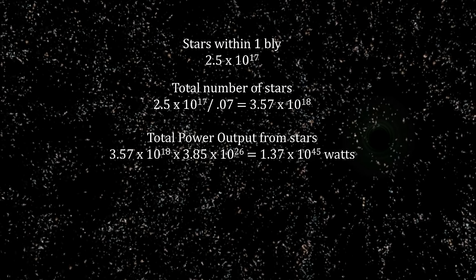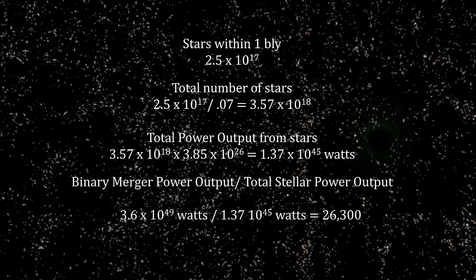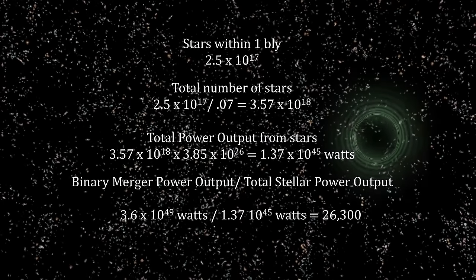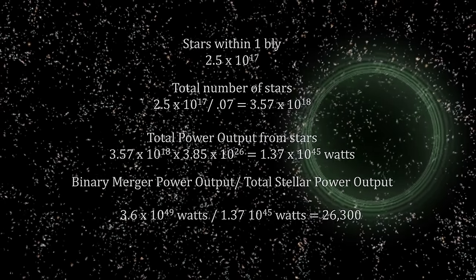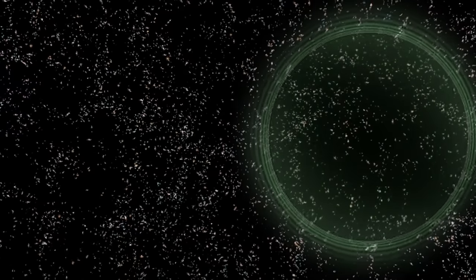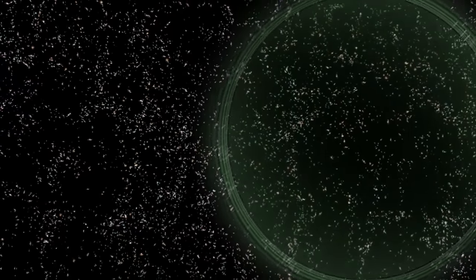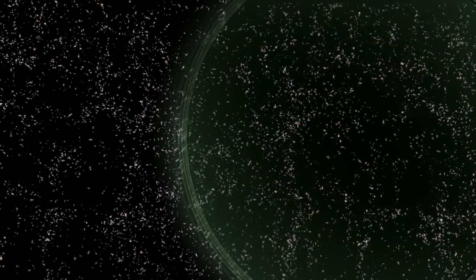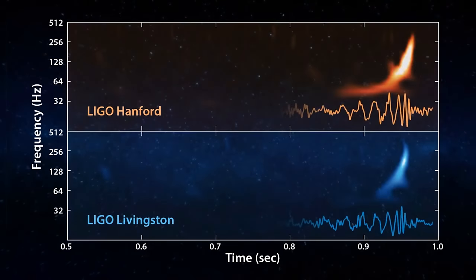We get the total power emitted by all the stars in the visible universe by multiplying the average watts per star times the number of stars. The power generated over the last 20 milliseconds by this merger of two stellar mass black holes is 26,000 times greater than the combined power of all the light radiated by all the stars in the universe over that same period of time. That's the signal we saw in September 2015, a billion years after it happened.